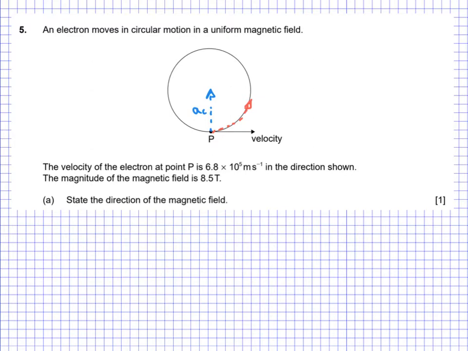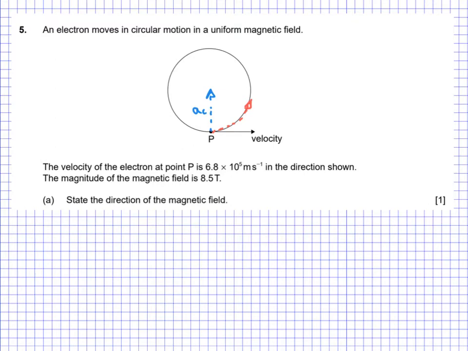We're given the velocity at this point P. So we're given the velocity of the electron as 6.8 times 10 to the 5 meters per second. And we're told the uniform magnetic field strength is 8.5 Tesla. So first up, we have to state the direction of the magnetic field.